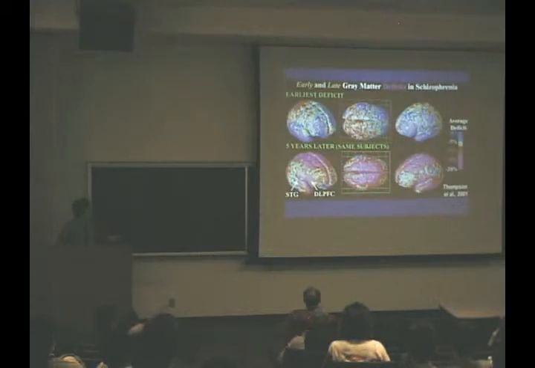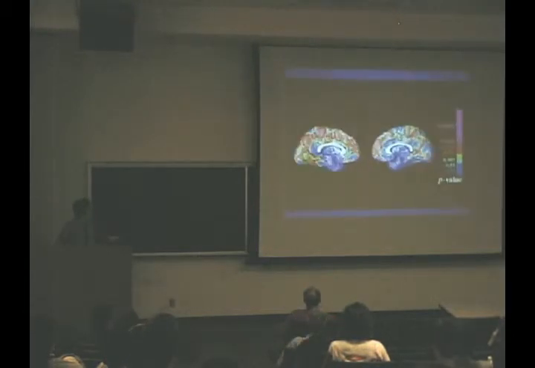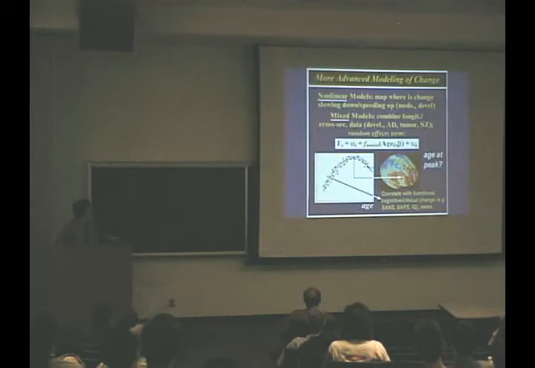So I think I'll skip these slides a little bit, as there are only a few minutes left. I do want to talk about some of the modeling to make this more useful for clinical use. So let's say we have a model of cortical thinning over the human lifespan.